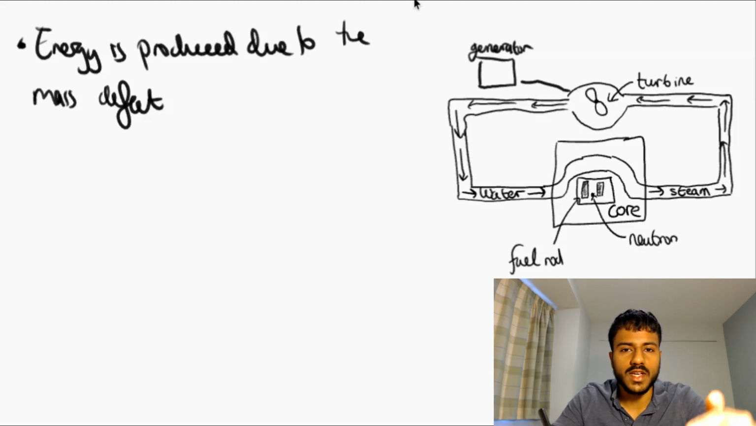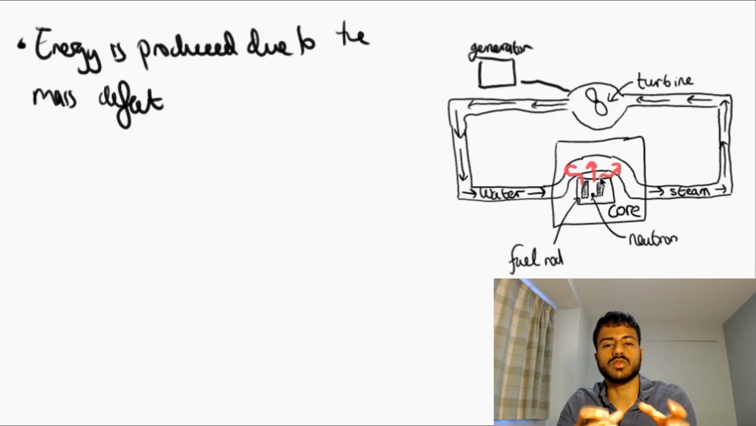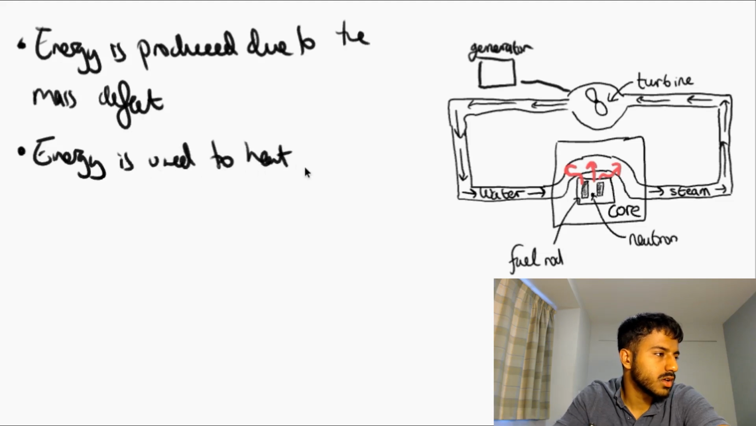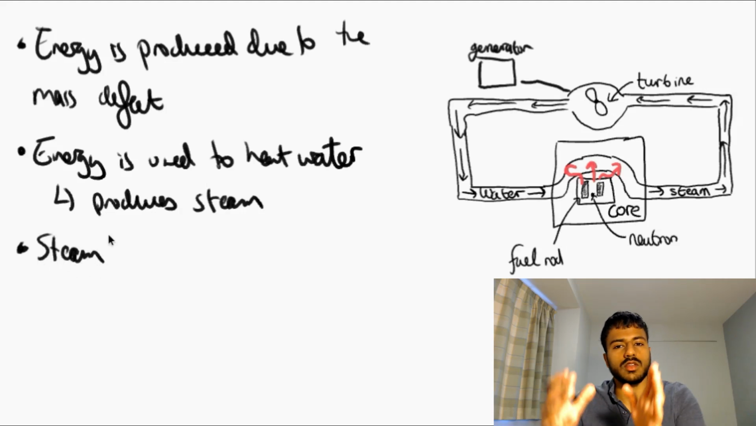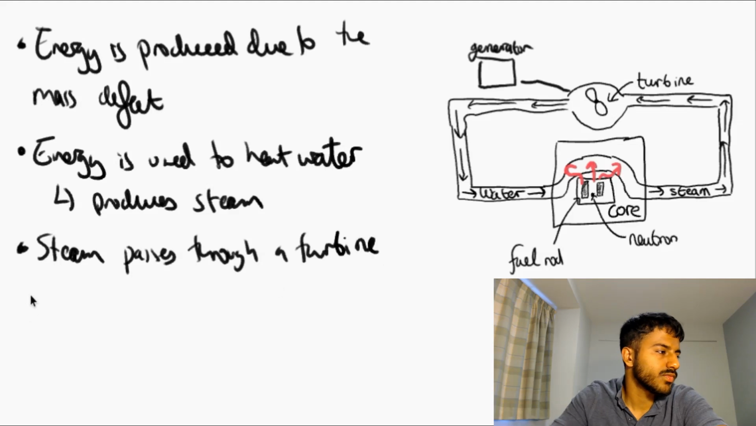So with this water flowing into this core, we can say that heat is released. I'm going to show heat with these red arrows. And heat is released into this water. So this energy is used to heat water, therefore produces steam. Now, as you can see, this steam passes up these pipes and passes through a turbine. And this causes the turbine to spin.